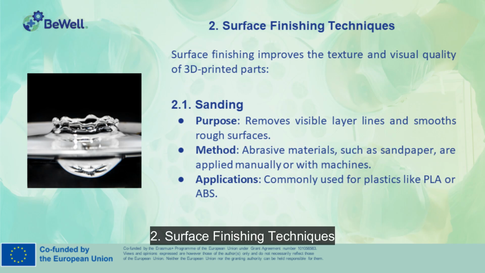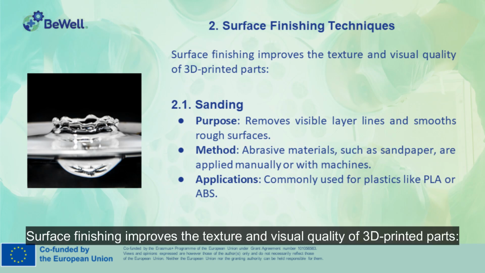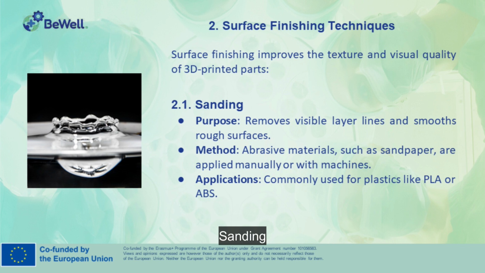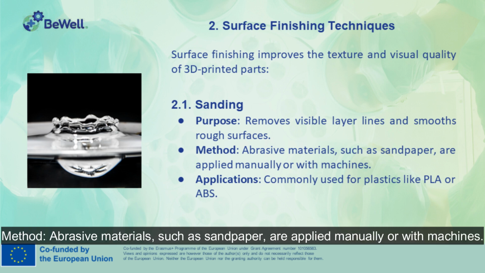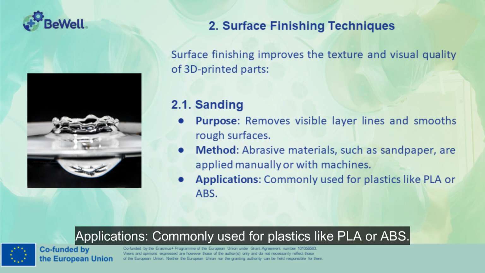2. Surface finishing techniques. Surface finishing improves the texture and visual quality of 3D printed parts. Sanding. Purpose, removes visible layer lines and smooths rough surfaces. Method, abrasive materials, such as sandpaper, are applied manually or with machines. Applications, commonly used for plastics like PLA or ABS.